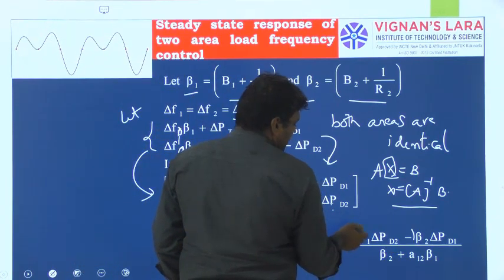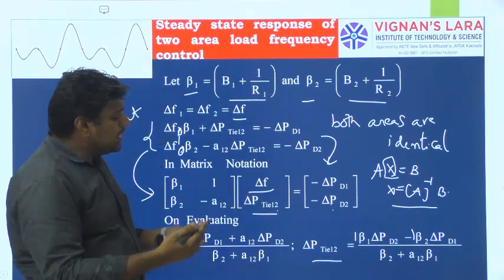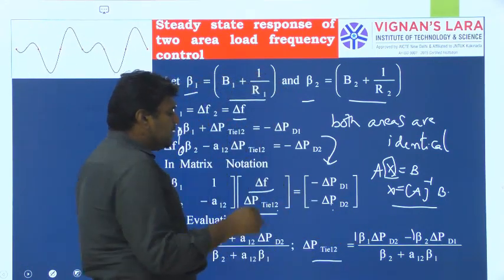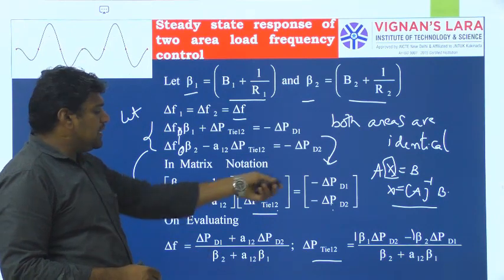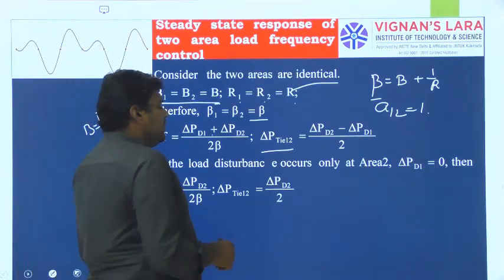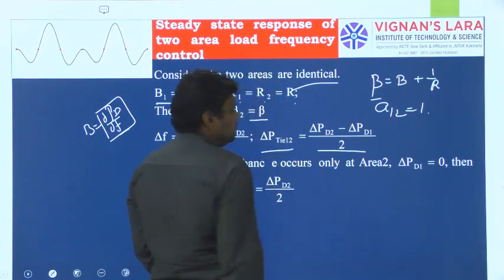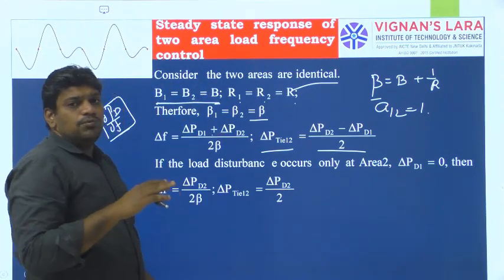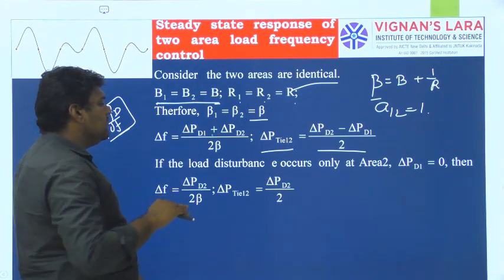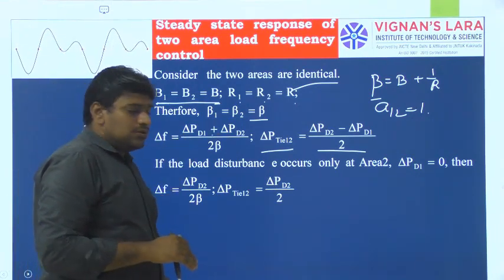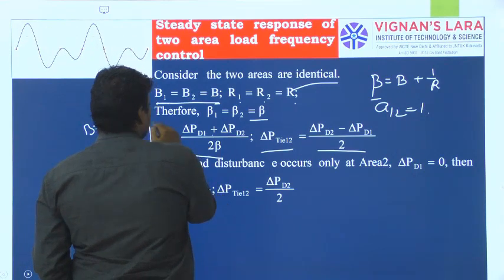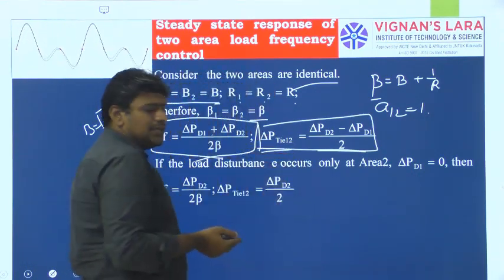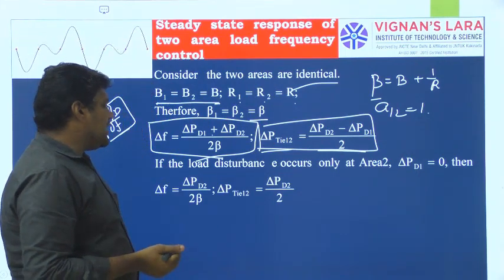So these two, beta 1 is equal to beta 2 is equal to beta. If you take this common, beta into delta PD2 minus delta PD1 divided by 2 beta. Okay, beta and beta will get cancelled. So delta PD2 minus delta PD1 by 2. Okay, by taking these assumptions, you can write the expression for both the change in frequency and change in tie-line power. So these are the final expressions when considering both the areas as identical. So you need to consider two parameters, one is change in frequency and the other is change in tie-line power.